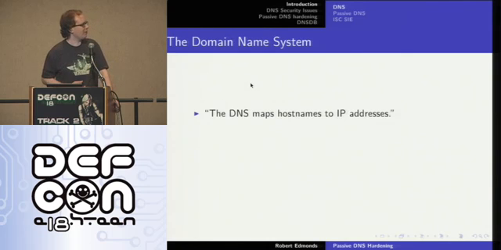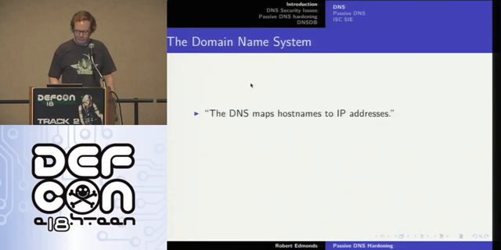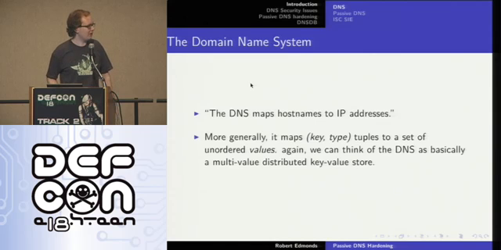Okay, so the DNS maps host names to IP addresses. This is generally what we consider it to be, but in fact it's a more generalized system. It's basically a distributed key value system. More generally, it maps key type tuples to a set of unordered values. So basically a multi-value distributed key value store.